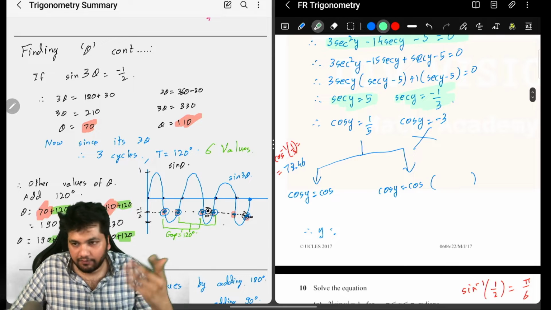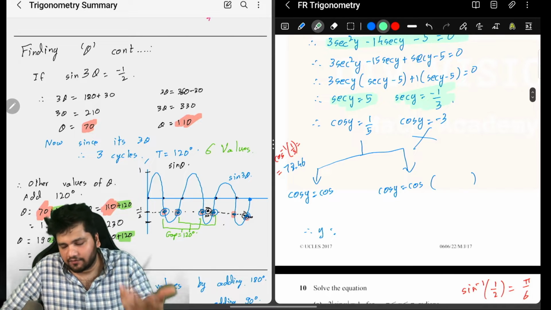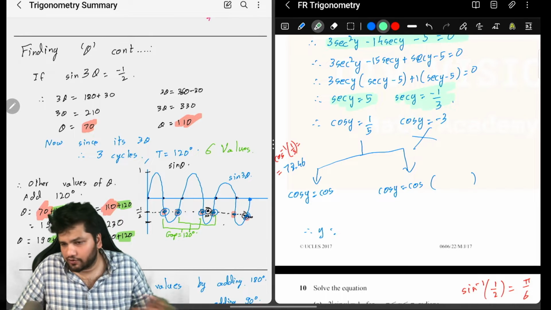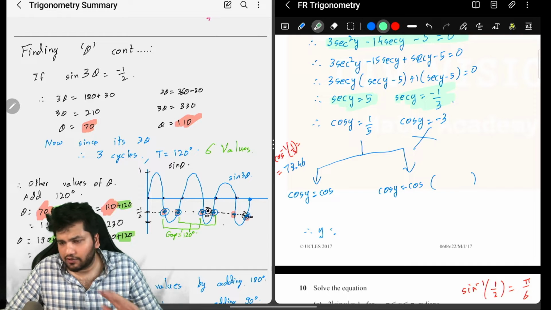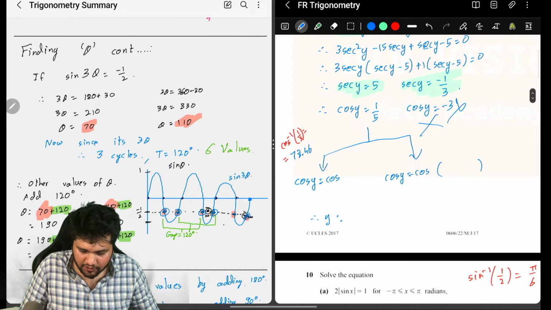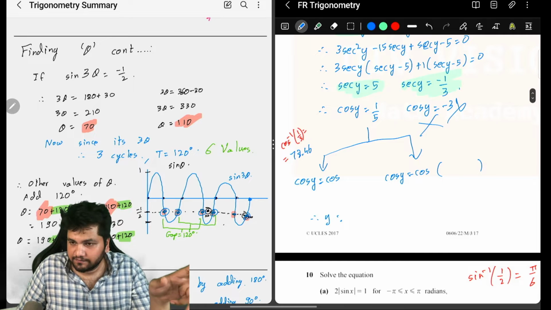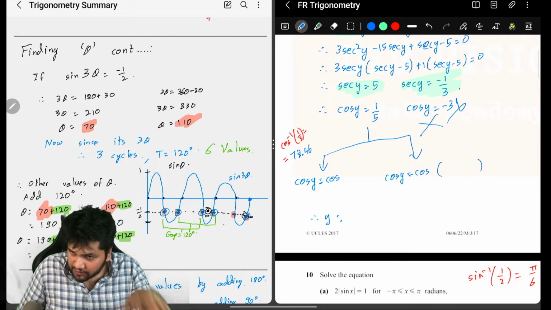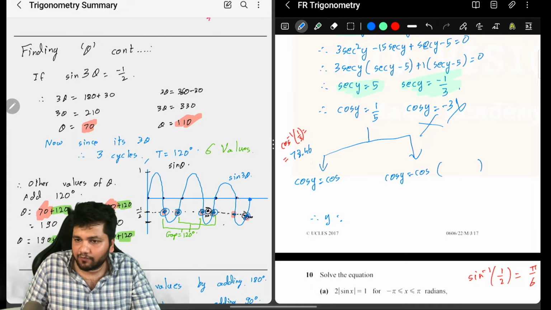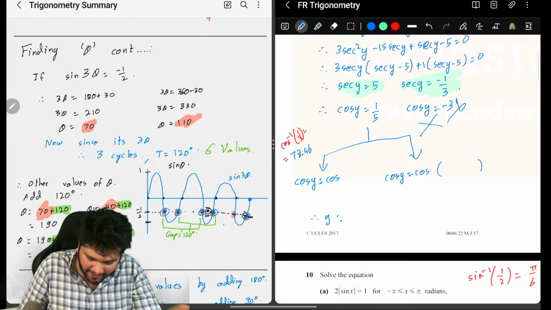But we don't know how to solve for sec y. Cos is just convenient, so we'll convert it into cos by taking the reciprocal. We'll get cos y is equal to 1 by 5, and cos y is equal to minus 3. Of course, cos values are between minus 1 and 1, so you cannot take minus 3, so we'll avoid this value and we'll have cos y is equal to 1 by 5, so we'll get two values, right? Cos inverse of 1 by 5 gives us 78.46.